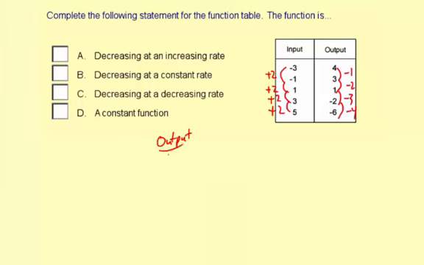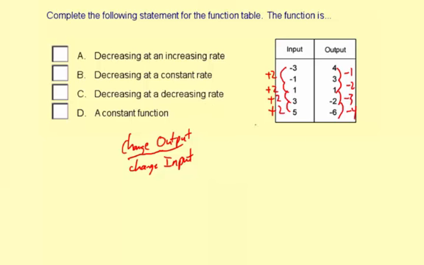Change in output divided by change in input. Now it's important to note here that when I write output to input, I'm not saying you divide the output and input. This is the change. So make sure you're doing the change in the output and the change in the input, not just the output and input values.